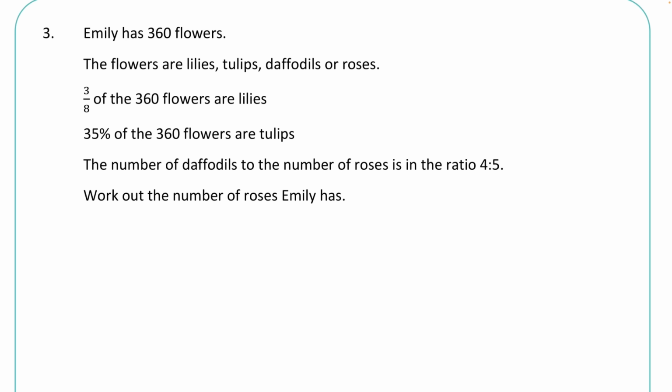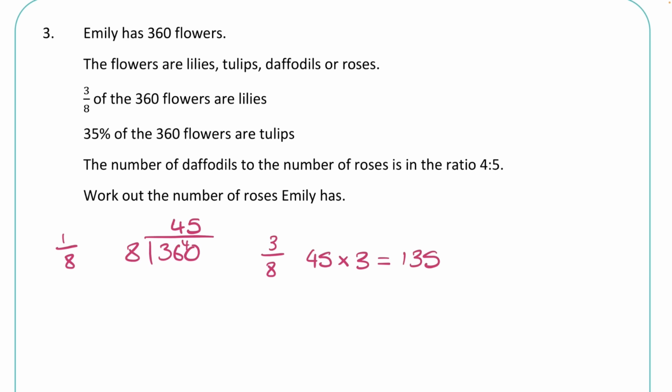So we want to take this in stages. We're going to first work out the 3/8 of 360. So 1/8 of 360 is going to be 360 divided by 8. Take our time to work this out. 8 goes into 36, 8, 16, 24, 32. So 4 times with a remainder of 4, and then it goes into 40 5 times. So 3/8 will be 45 times 3. 3 times 40 is 120, 3 times 5 is 15, so 135. So there we go, we have 135 lilies.